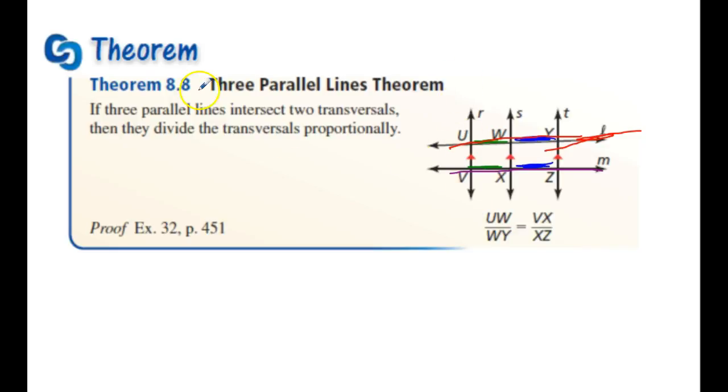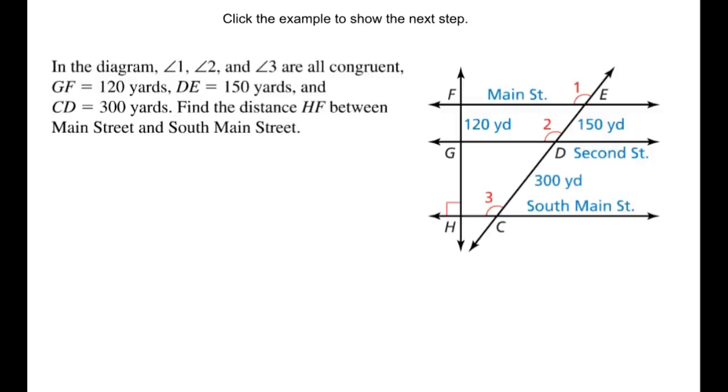So it's just one way I can organize my ratios that I'm looking at. So here's our example. In this diagram, angle 1, angle 2, and angle 3 are all congruent, which is also labeled over here. GF is 120 yards, DE is 150 yards, and CD is 300 yards. So find the distance HF, this entire length between Main Street and South Main Street.